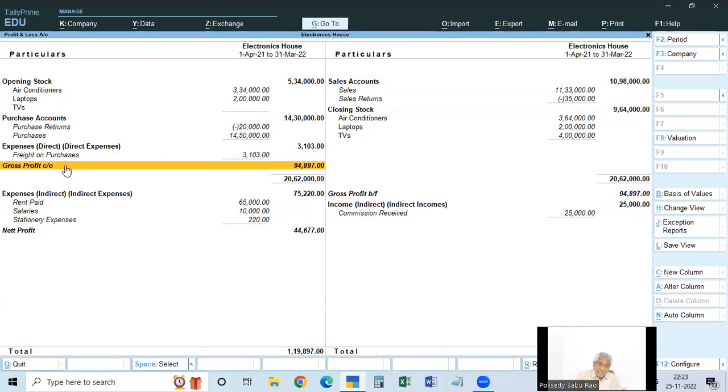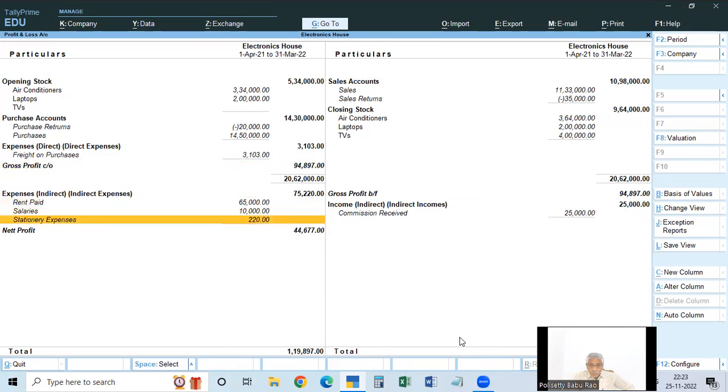We can call it gross profit carried down, just like in a ledger, carried over or carried down. That will be brought to the higher side. It is here. This is called gross profit brought down, or gross profit B/F, meaning brought forward. So gross profit brought forward or brought down. That will be taken, and all these expenses and incomes will be entered.